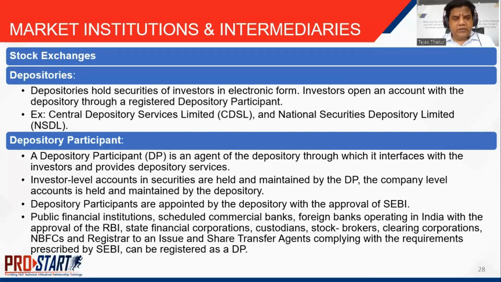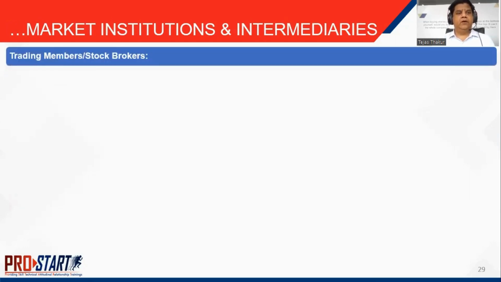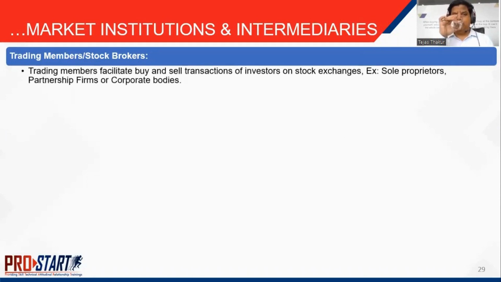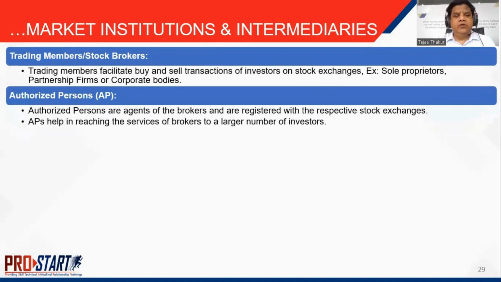Then you have public institutions, scheduled commercial banks, banks operating in India, etc., with the approval of SEBI, certain guidelines, custodians, etc., can comply with the regulations and become a registered DP. Trade members or brokers. So these are basically who do buy and sell. AP. AP is very, very similar to the agents of the brokers. The way brokers have agents, authorized persons are agents of the brokers, and they are registered with the respective stock exchange. APs typically are the hands and legs of the brokers, wherein they ensure that the spread and the reach is there.